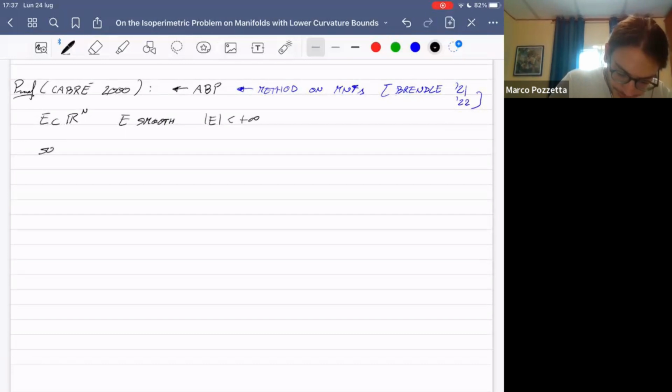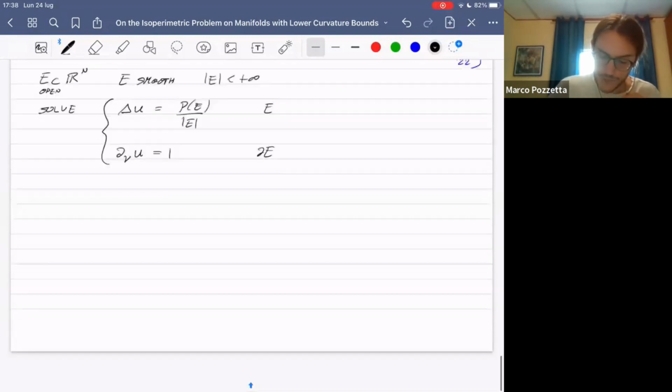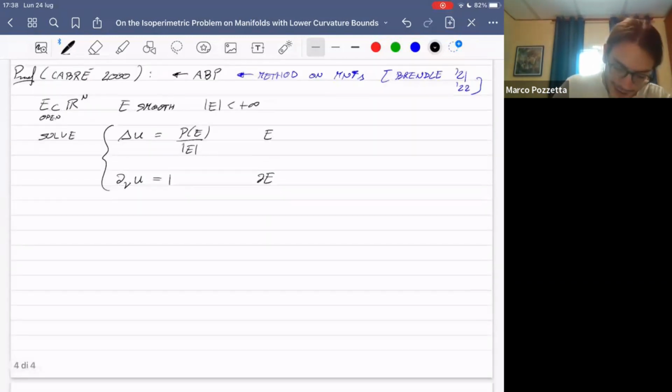I solve the following problem: Laplacian of u equals perimeter of E over volume of E inside E. Let's say that E is open in my mind, while I take as boundary condition that the outer normal derivative of u is equal to 1 on the boundary of E. And I solve this problem. Of course, I get a smooth solution because E is smooth. And the key observation is the following, which I leave to you as an exercise, but I will give you the idea of how to prove it.